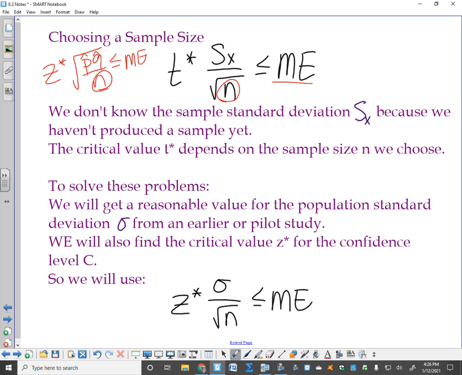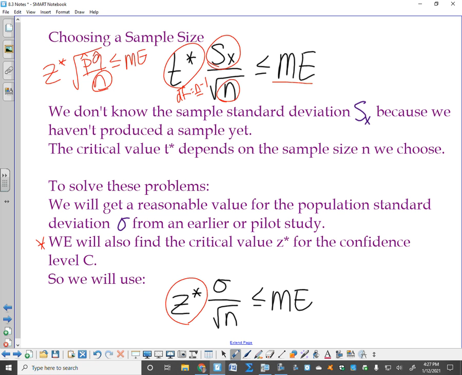So we have two issues here. I don't have a sample because I don't know what little n is, so I can't have a sample standard deviation. I can't use T-star because T-star uses degrees of freedom, which is n minus 1, and I don't know what n is. Well, what's the next best thing to a T-star? A Z-star. So we're kicking back to Z-star. Okay, and that's this part. We will also find the critical value Z-star for the confidence level C because we can't use a T-star. It's as close as we can get. It's like the next best thing.